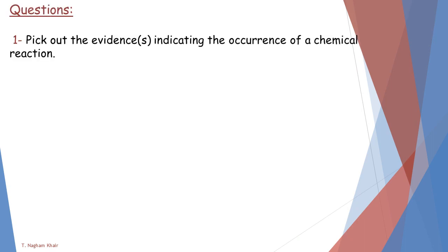The questions are: first question, pick out the evidence or evidences indicating the occurrence of a chemical reaction. What are the evidences, dear student? We see air bubbles indicating a release of a gas, so this is the first evidence. The second evidence, if you pay attention, the thermometer was recording the temperature, which was increasing during a chemical reaction. So this reaction is releasing heat energy. Then we have two evidences: the gas released and the energy exchanged, which is heat energy.